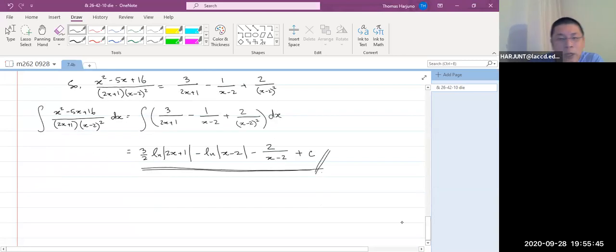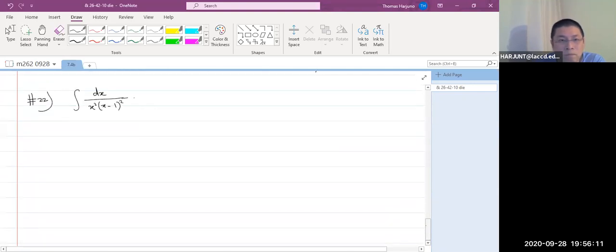Now let me ask you to try number 22. We do a lot of problems here. Number 22. Now they use s there. I don't like it. Let me change that to x. Integral of dx over x squared times x minus 1 squared. So what you need to do is the partial fraction decomposition of 1 over x squared, x minus 1 squared. Now you need to know how to break it up though. That's the thing. You need to know how to break it down.